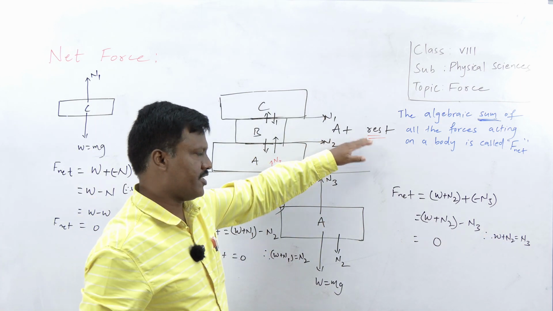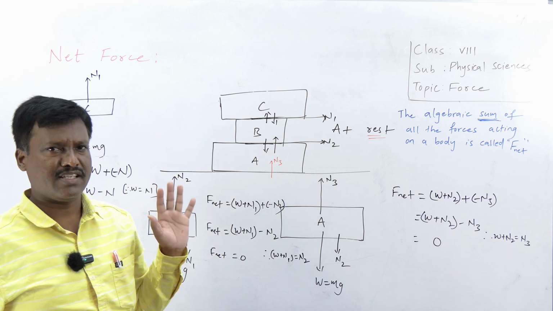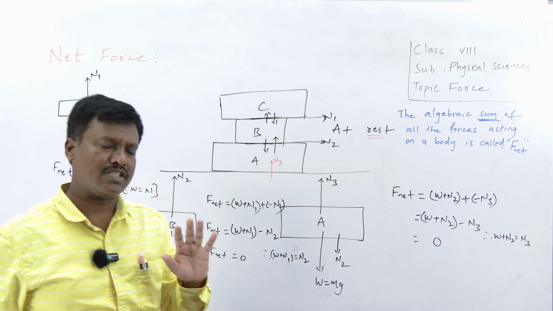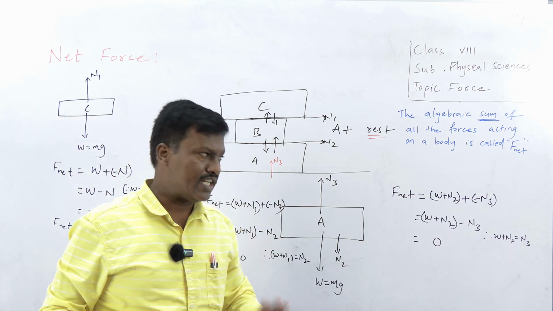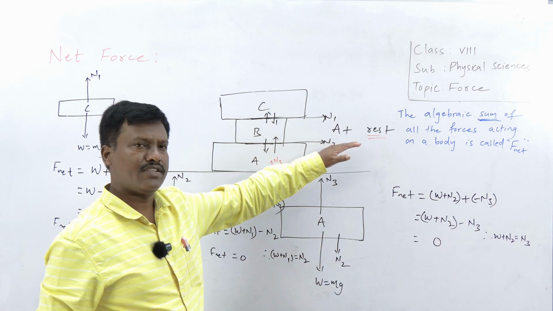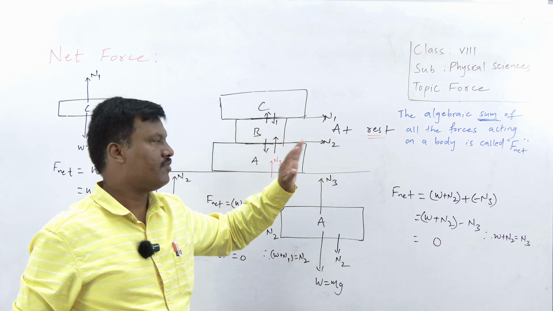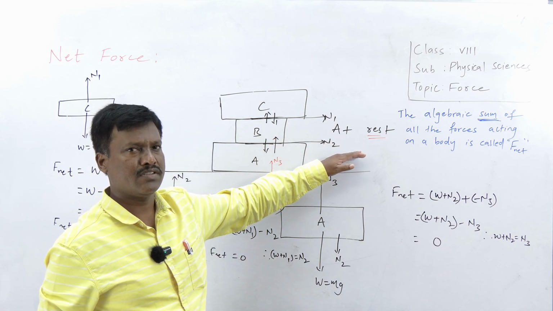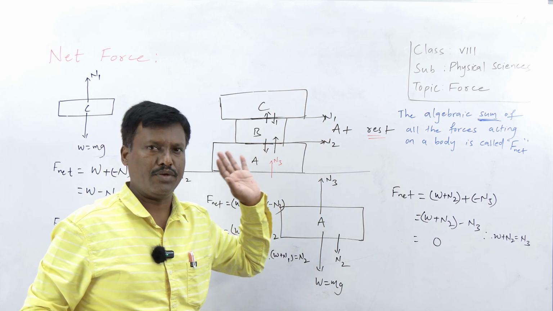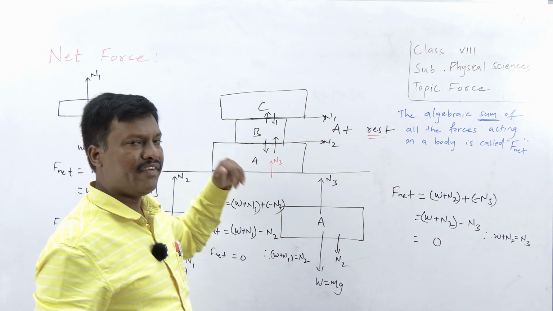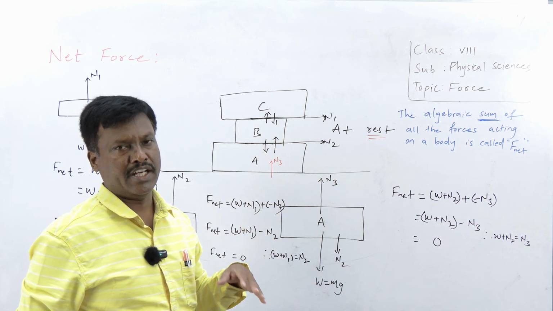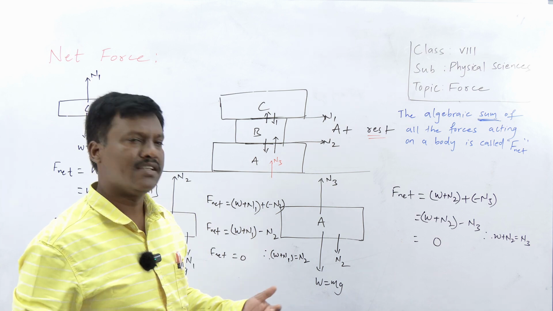Whenever objects are at rest, there are forces acting on them, but all those forces are generally balanced. That is why when an object is at rest, the balanced forces are acting on it, so the net force acting on that object is 0. Even when an object is moving with uniform motion, the net force acting on it is 0.